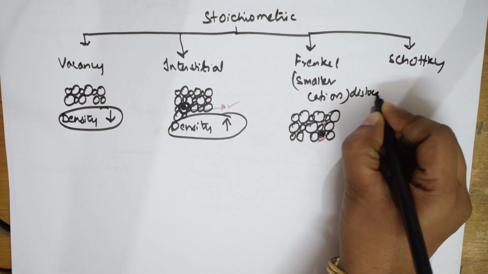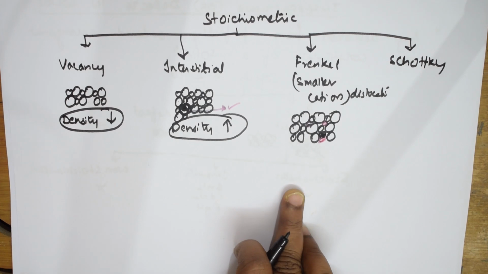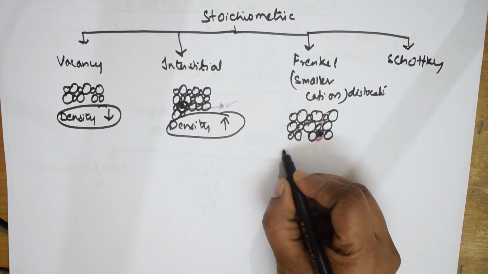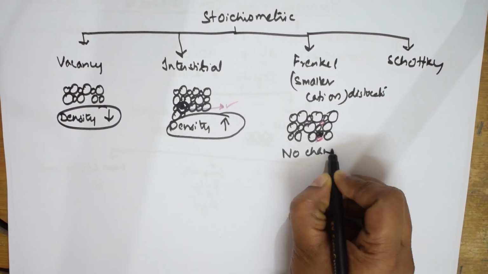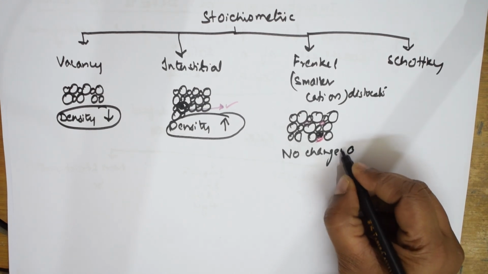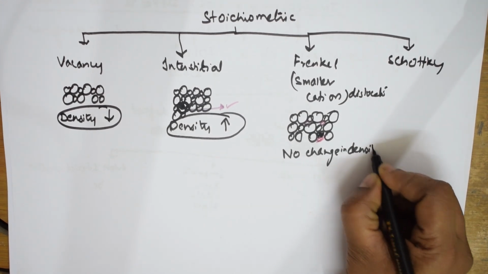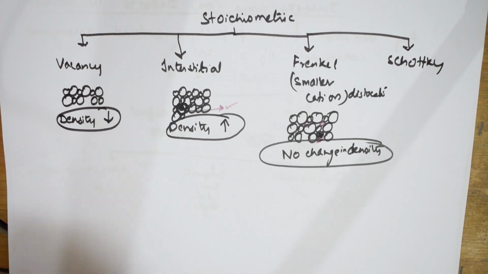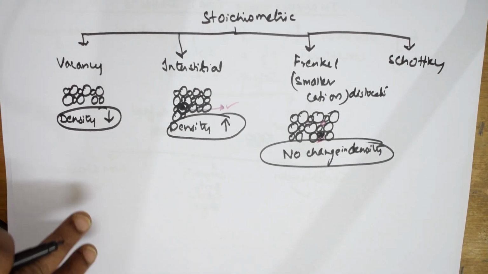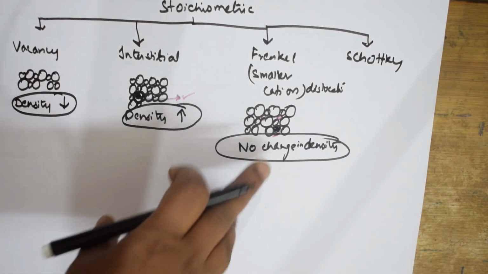If the smaller cation dislocates, what will happen to the density? There is no change in density. They'll ask you which is the defect where there is no change in density, and you have to say Frenkel. Simple. It has just moved within the lattice.